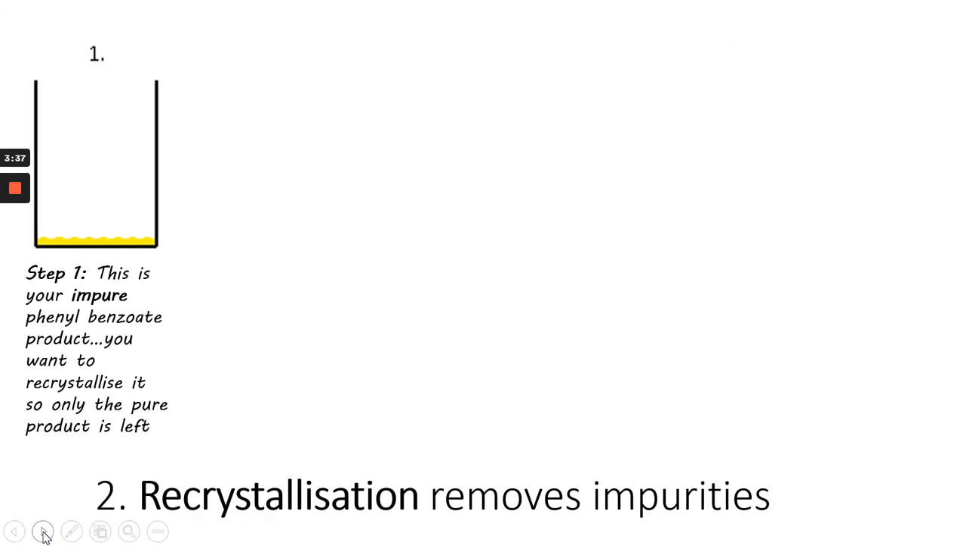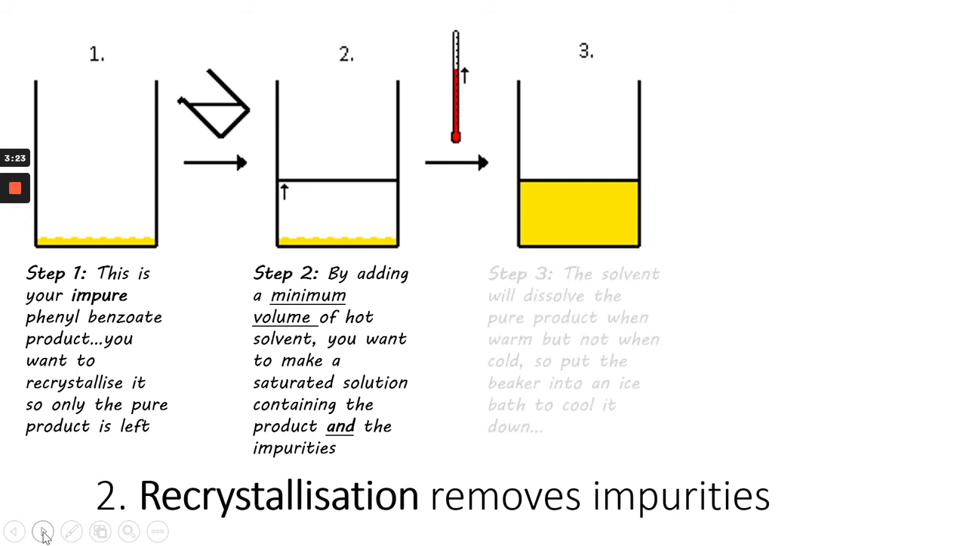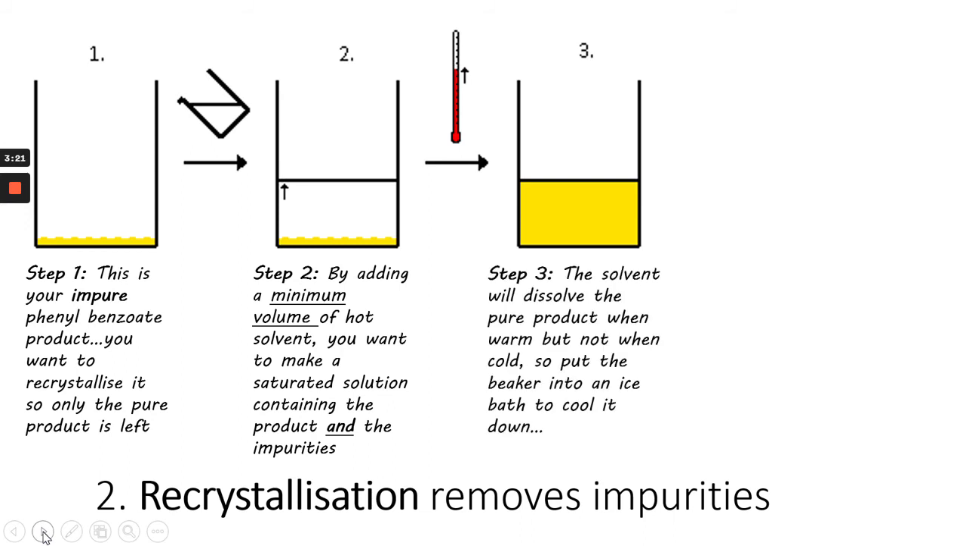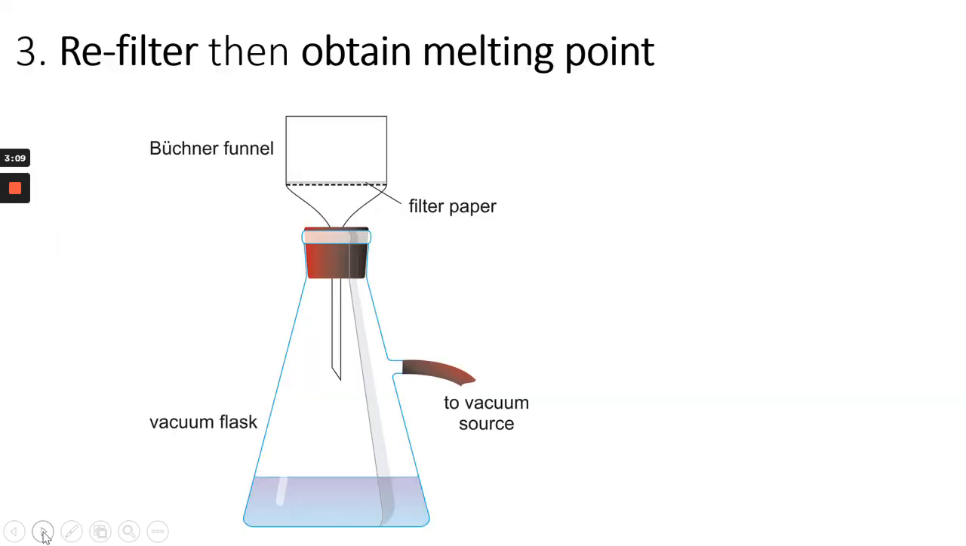So you start with your impure phenyl benzoate you've just collected. You want to recrystallize it so only the pure product is left. So you add a minimum volume of hot solvent. This makes a saturated solution containing the product and any solid impurities. So the solvent, if it's been chosen correctly, will dissolve the pure product when warm but not when cold. So putting the beaker into an ice bath to cool it down will cause the phenyl benzoate to crystallize out, leaving the impurities in solution.